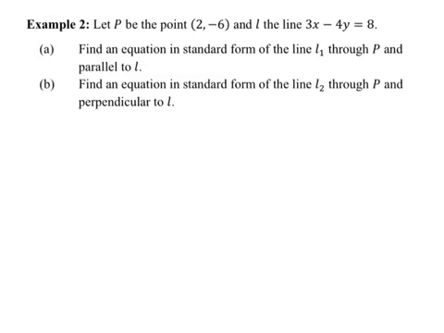Example 2 tells us, let P be the point 2, negative 6, and L the line 3x minus 4y equals 8. Find an equation in standard form of the line L1 through point P and parallel to L. And then part B will do the same thing, but it'll be perpendicular. So let's start. Here's our original equation.